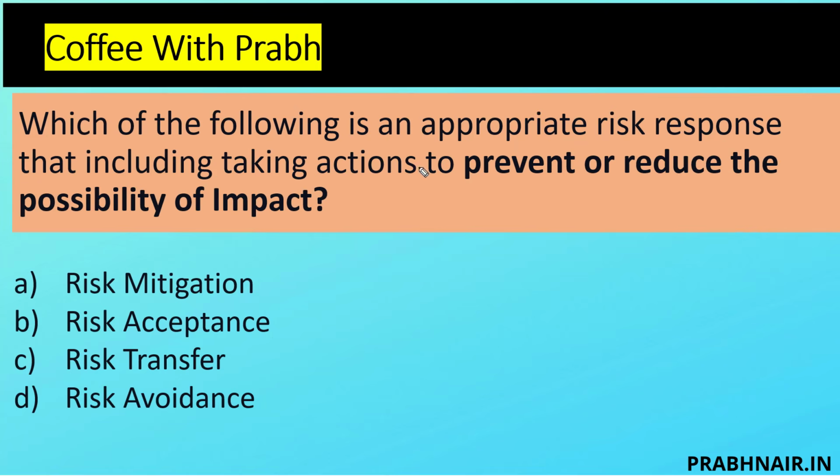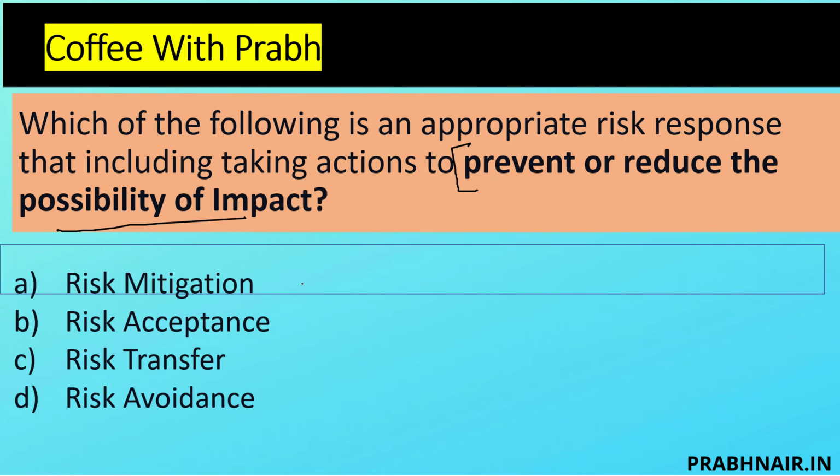Okay, which of the following is the appropriate risk response that includes taking action to prevent or reduce the impact? This time we are directly going with the answer risk mitigation, because risk mitigation is where we apply the control to reduce the risk to an acceptable level. That is why the answer is A. Acceptance is about what is left once you mitigate the risk, which is called residual risk. So by default you accept that.